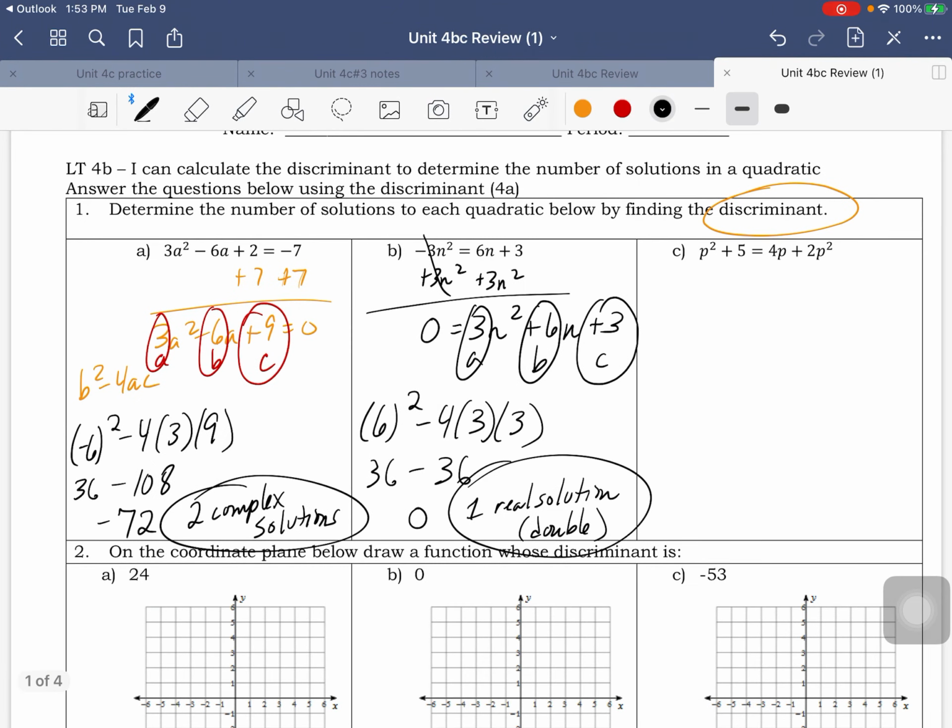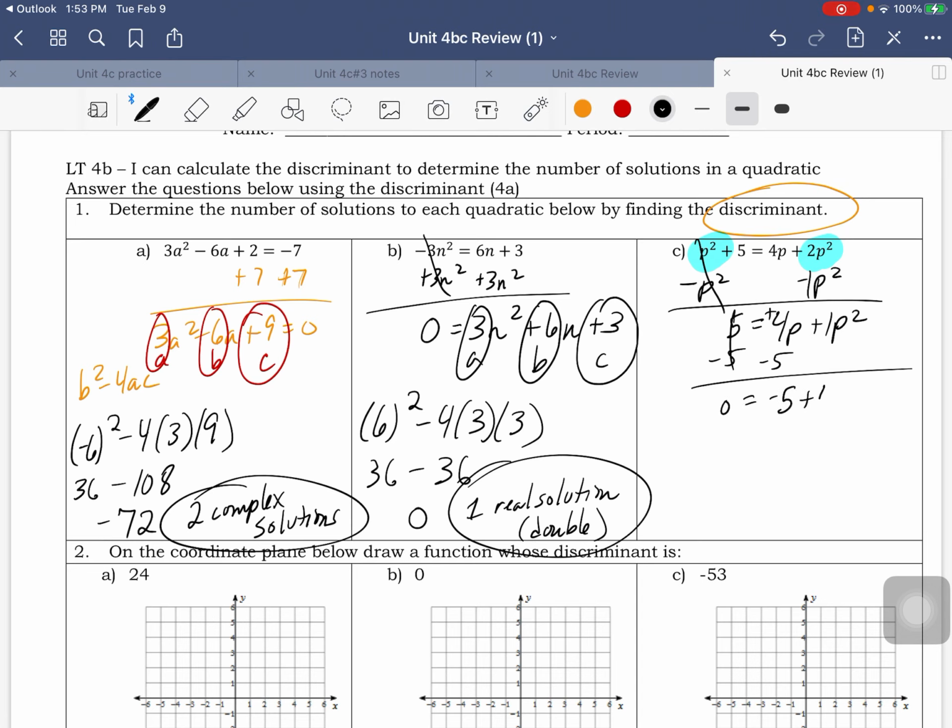All right, next. We have p squared and 2p squared. I'm going to subtract the p squared because that'll keep the a positive. And so 5 equals 4p plus 1p. You can put a 1 there if you'd like. Subtract 5. Here we've got to be careful. It's a negative 5 plus it's a positive 4, so plus 4p plus p squared.